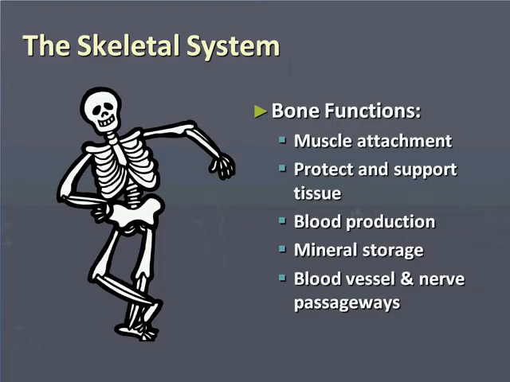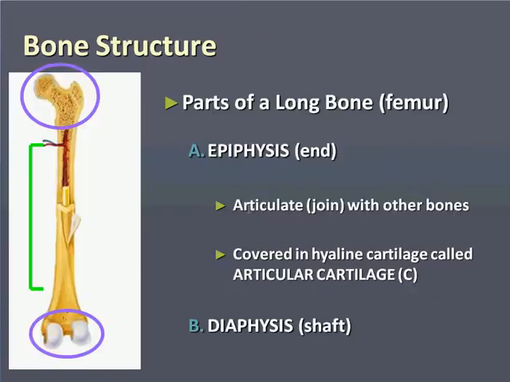Alright, so skeletal system. Now we're going to talk about bone functions, and that's one of the big purposes of this unit. You can see here muscle attachment, producing blood, and other things that we'll go through. But first, before we get to bone function, we're going to talk about structure. And again, this is anatomy and physiology, so we're going to cover structure and function.